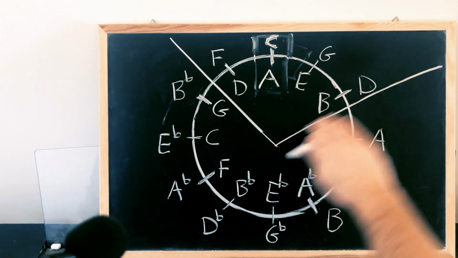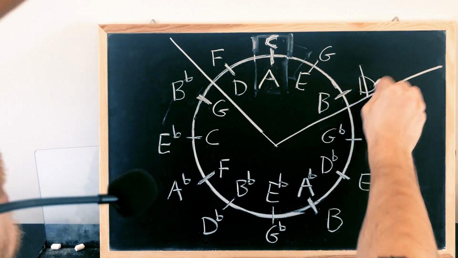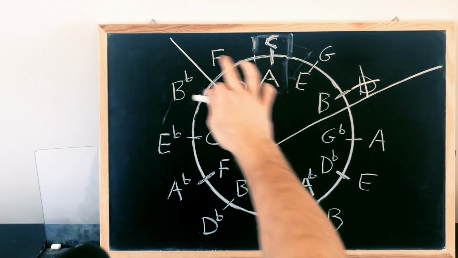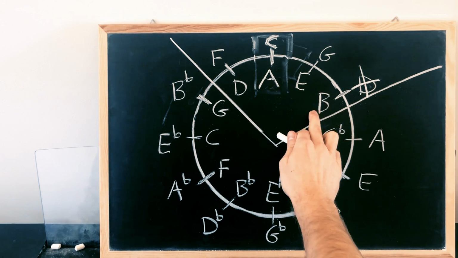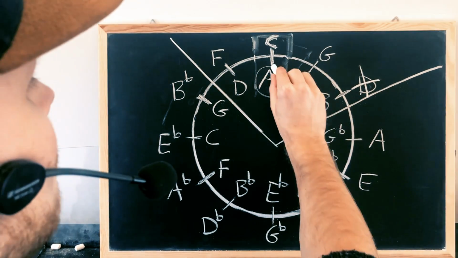So what I do is I select this third of the circle, and I cross out that note over there. And see what I'm left with: C, D, E, F, G, A, and B. I've got my C major scale right there. If I want to do any minor scale, I can do exactly the same. I select a note, let's say A minor.